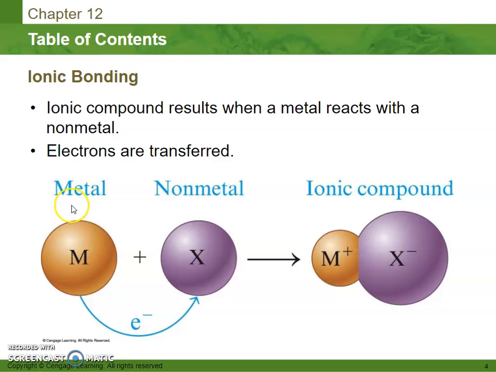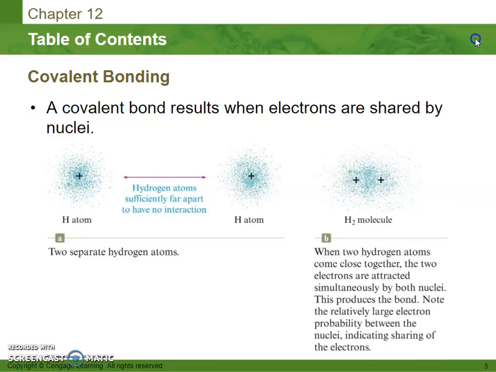The metal's like, hey, I don't want this. Do you? And the nonmetal's like, of course I do. Thank you so much. And they take the electron. Because the metal now has a positive charge, it is attracted to the nonmetal, which now has a negative charge because it has more electrons than it does protons. So that is an ionic bond, always between a metal and a nonmetal.